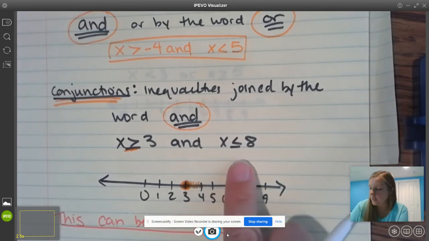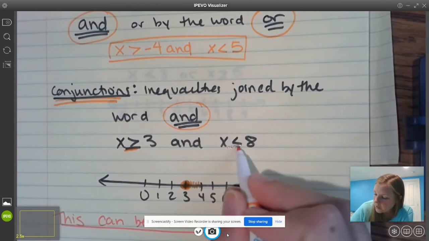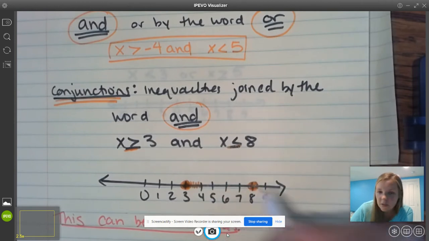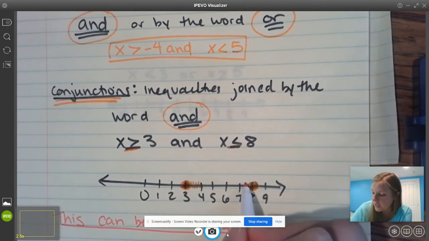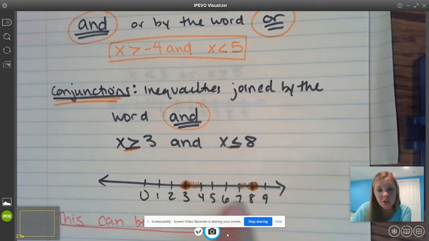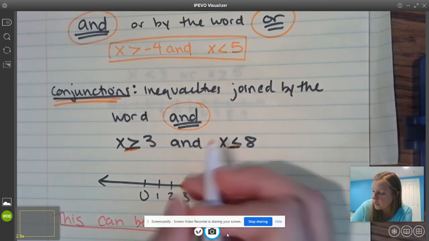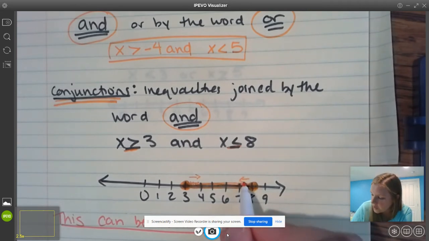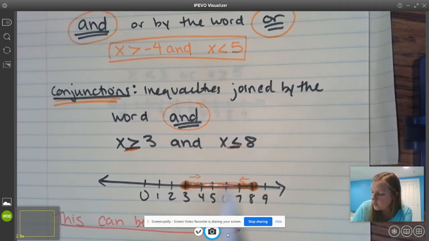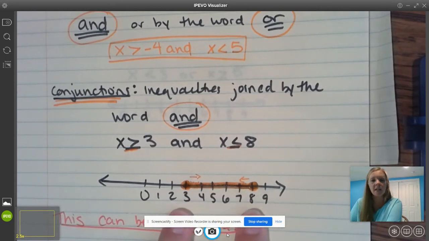Then let's go to the other inequality. x is less than or equal to 8. So we're going to go to 8. It's underlined, which means it's a closed circle. And this says x is less than 8, so that's numbers like 7 and 6. So I'm going to start shading that. Now we fill in the middle, because this one was shading in that direction and this one was shading in this direction. And so my answer is just the part of the number line that's between 3 and 8.